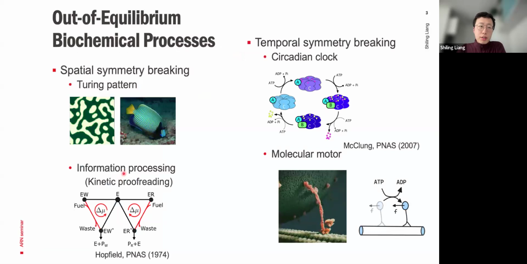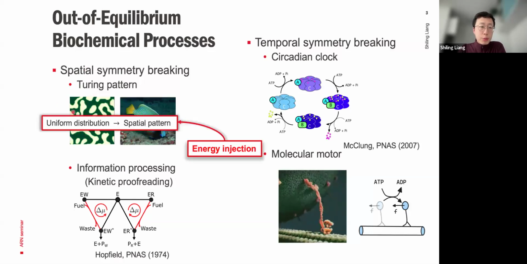The motivation for studying chemical reaction systems is that biochemical processes are out of equilibrium. For example, pattern formation comes from reaction diffusion processes, which can form patterns on the zebrafish and also at the intracellular level. This kind of pattern formation needs some energy injection to go from a uniform distribution to a spatial pattern, an organized state.